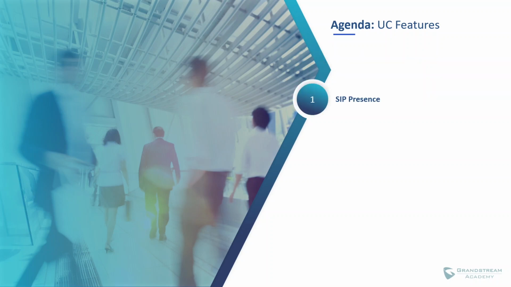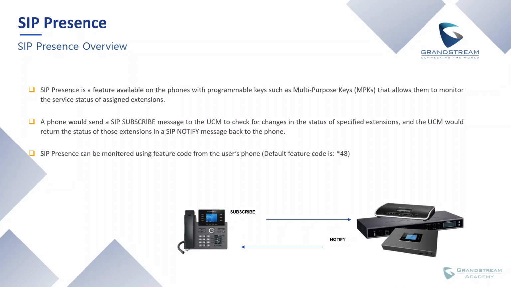Let's start with SIP presence. The UCM 6000 is now offering the ability to subscribe to extensions state and to be informed about the current presence status of a coworker phone extension. SIP presence can provide the ability to be informed about a user's extension when it's offline or online, like a busy lamp. But that's just the start.